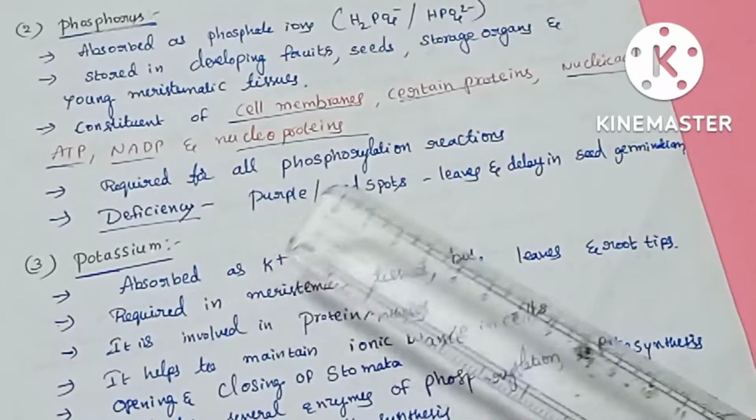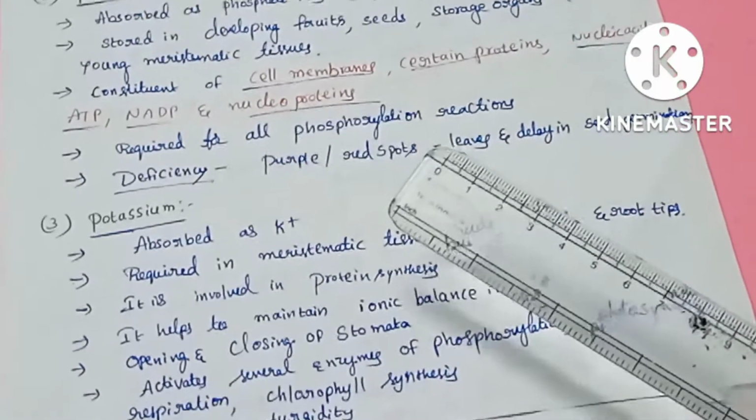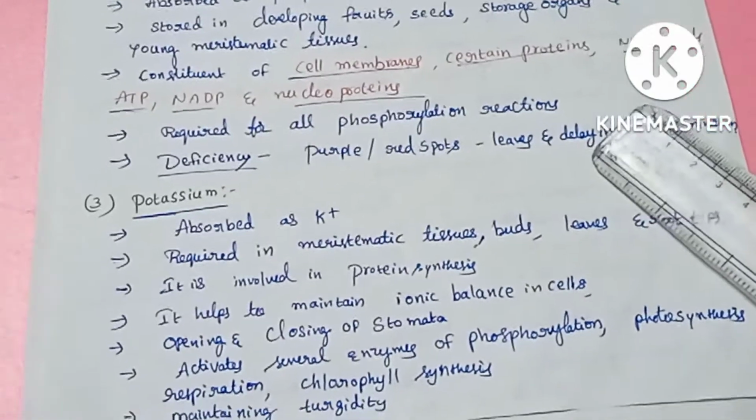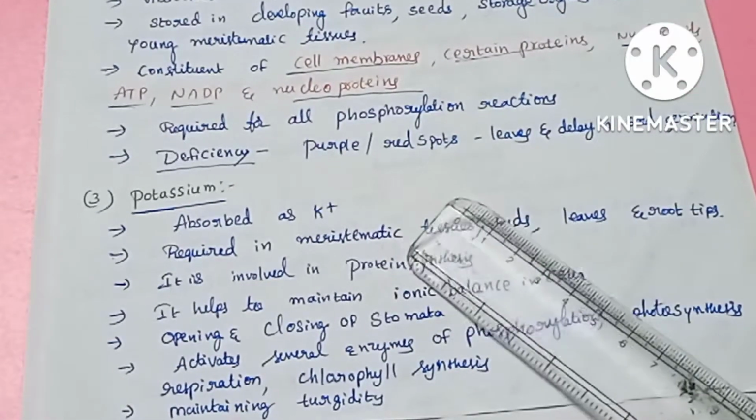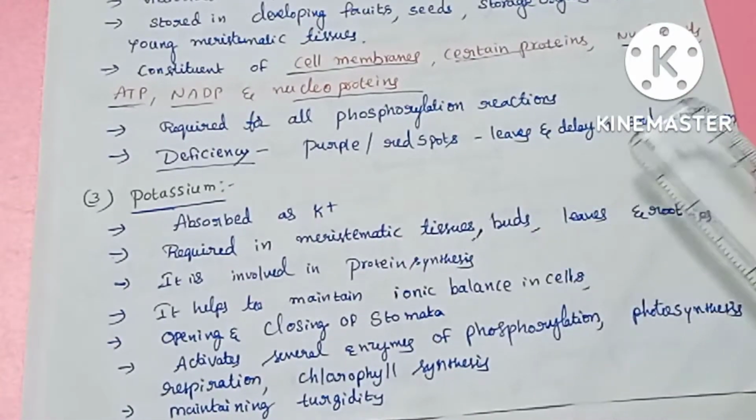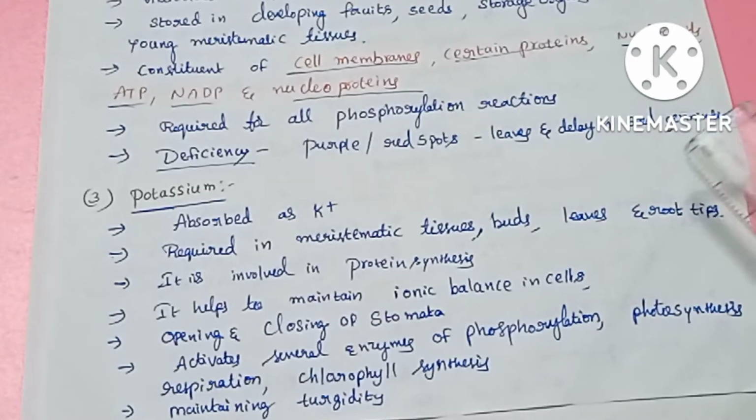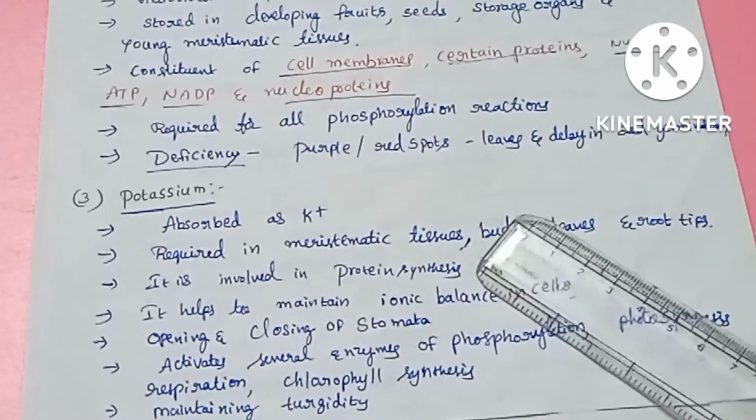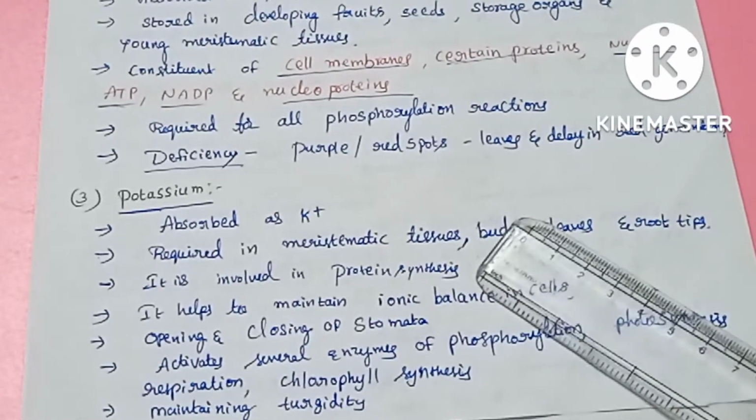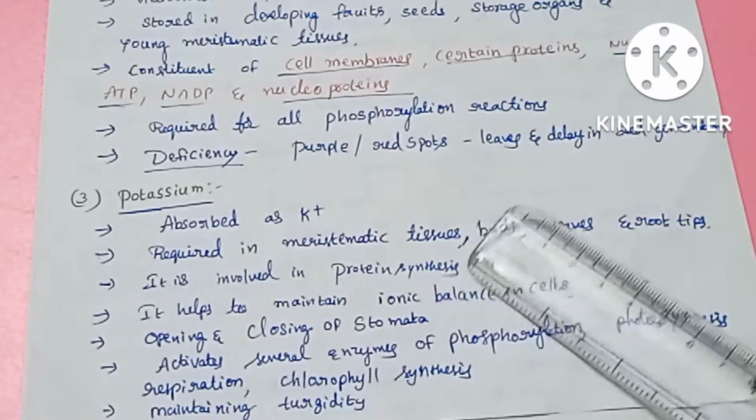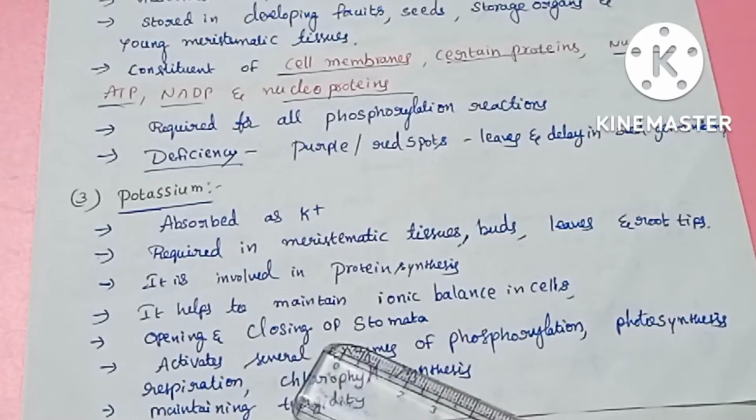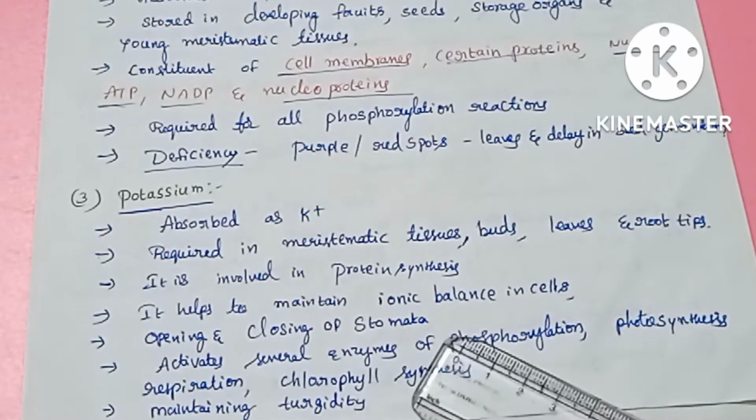The next one is potassium. Potassium is absorbed in the form of potassium ions and is required in meristematic tissues, buds, leaves and root tips. It is also involved in protein synthesis. Potassium is involved in which process? Protein synthesis. By means of this protein synthesis, different proteins are formed, and it helps in maintaining the ionic balance in the cells.